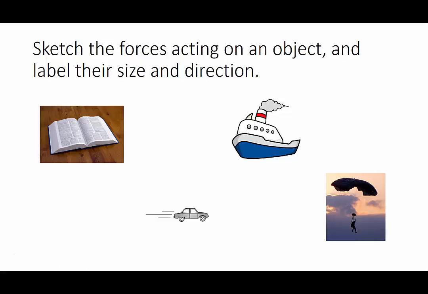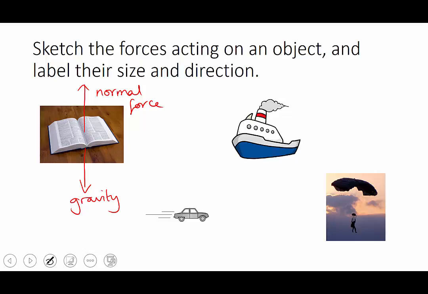Okay, so we've got various objects here, and we're going to start with this book. What forces are acting on it? Well, first of all, we have gravity acting downwards. We draw the arrow downwards from the book and label that as gravity. Then there's the upward force from the table, which I've just talked about, which is what we call the normal force. Because that force is the same size as the force of gravity, we give it the same size arrow.